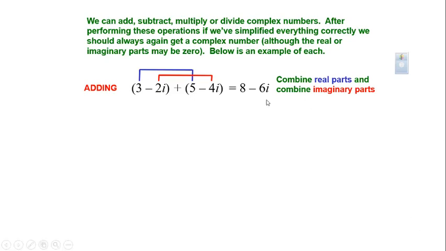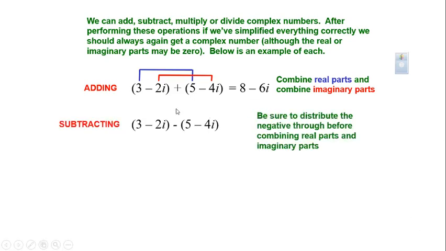Very simple. Next example, subtracting. Just remember, when you're subtracting, you have to change the sign of the part that is being subtracted. In a sense, we're distributing this negative sign to each part in the second parentheses, and then we combine like terms. So 3 minus 5 and negative 2i minus negative 4i. And when you combine the like terms, you get negative 2 plus 2i.